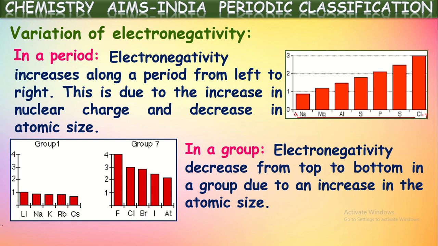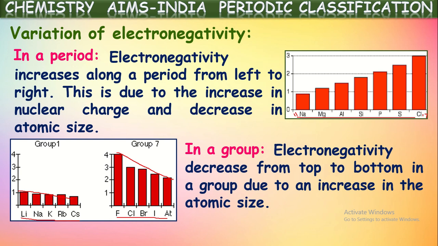If you see the first group, the alkali metals, lithium to cesium, we know from lithium to cesium size gradually increases. As size increases, electronegativity values gradually decrease. You can observe it here. What about the seventh group elements, the halogens, from fluorine to astatine, which they have mentioned here? We know from fluorine to astatine size gradually increases. As the size increases, electronegativity value gradually decreases. So, what we can summarize from all this is that in a period from left to right electronegativity increases, and in a group from top to bottom it decreases.